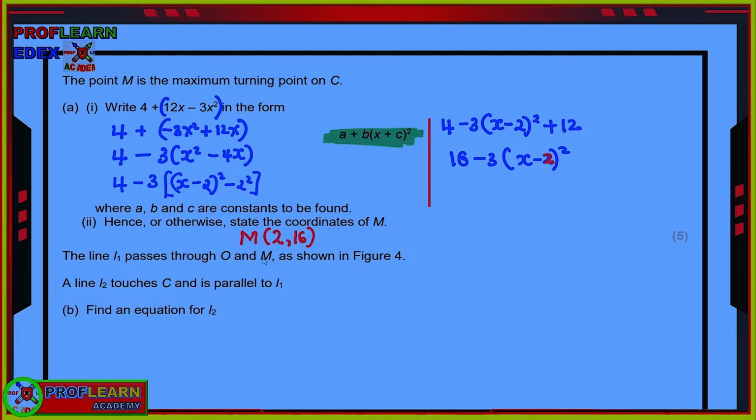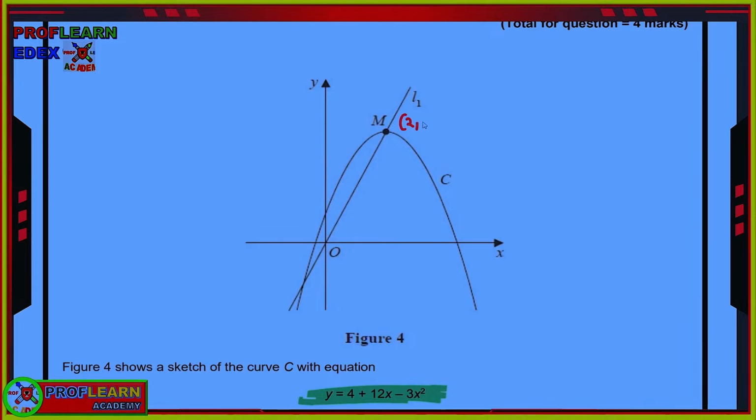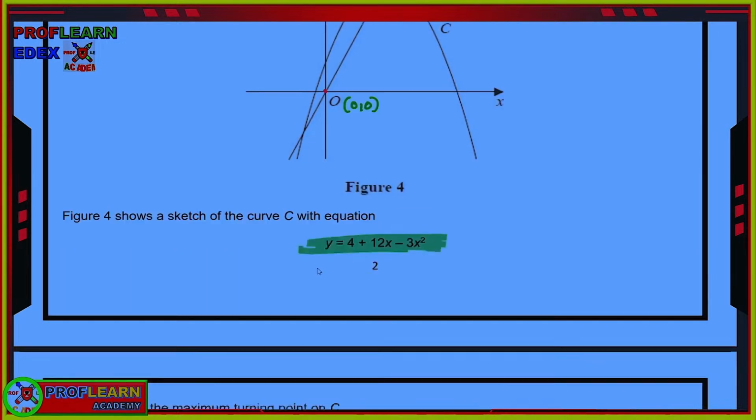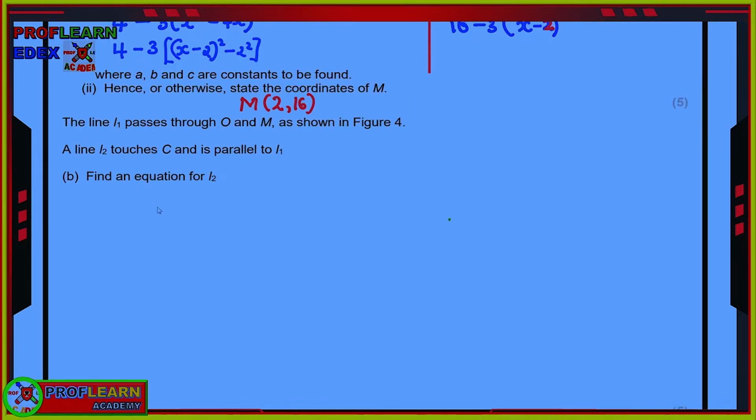Now, the line L1 passes through the origin and M. So meaning we have the two coordinates where line L1 passes. So which will mean that it passes through this point (2, 16), and also it passes through this point (0, 0). So we can find the gradient of L1, right? So we can find the gradient of L1.